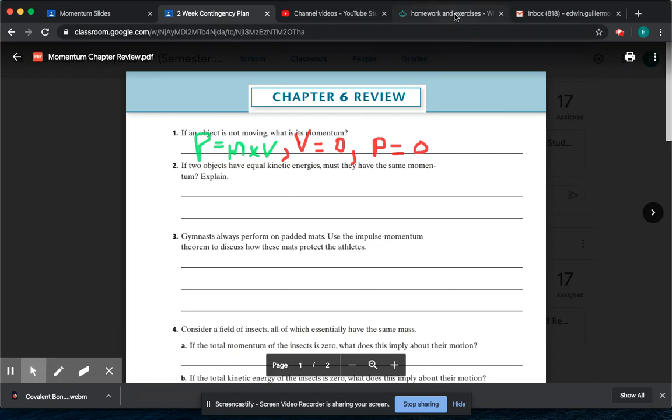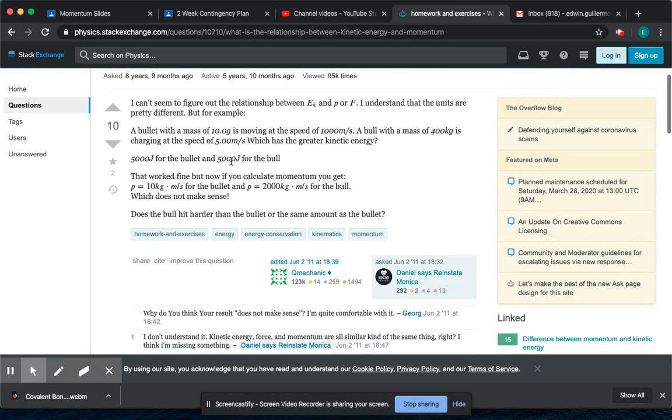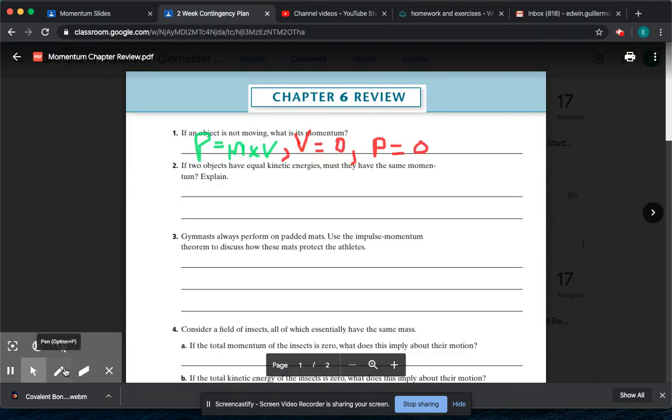There was an example earlier that I was looking up to make sense of this. And here's an example right here. So you have a bullet with a mass of 10 grams and it's going at 1,000 meters per second. Okay. So if we have, remember, kinetic energy is 1/2 mv squared. So if you do 10 times 1,000 squared and divide that by 2, you'll get a number.